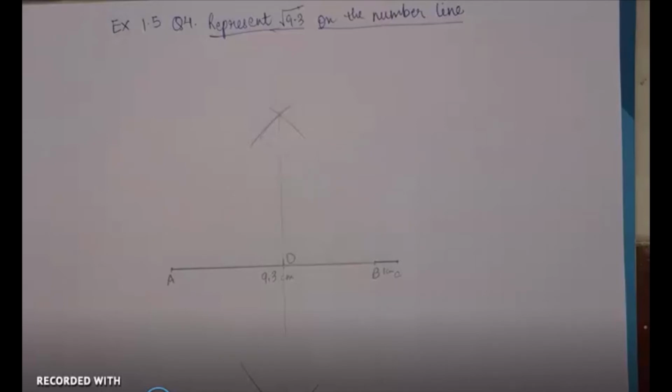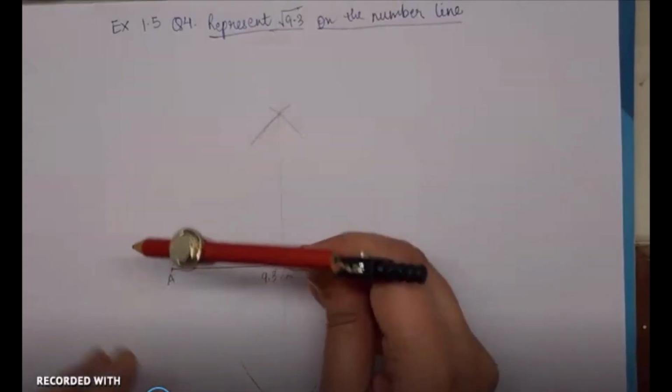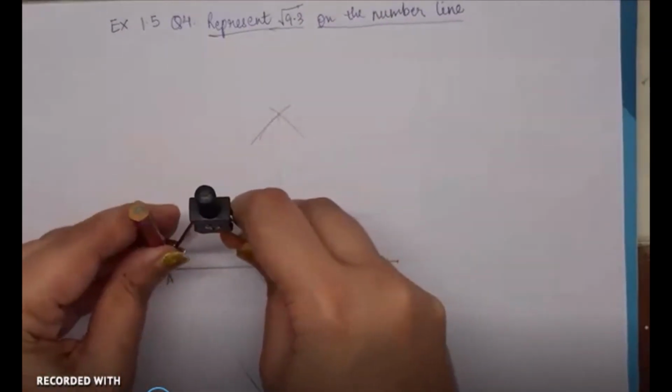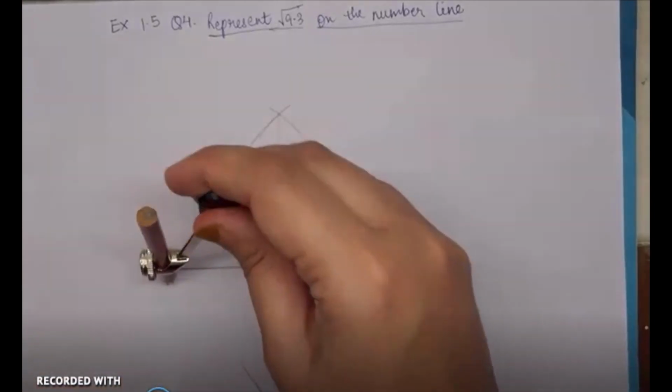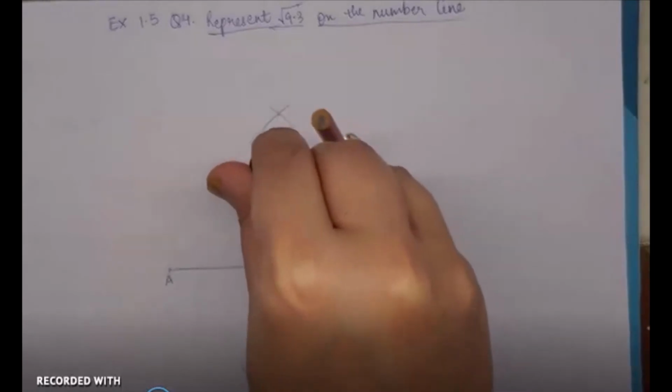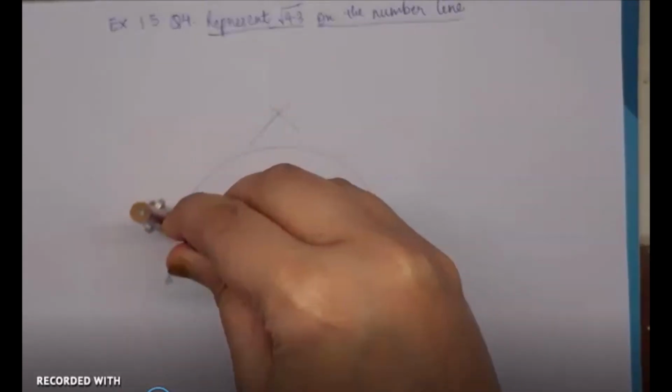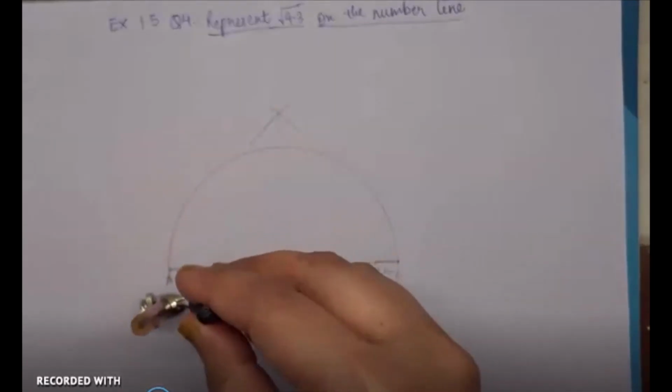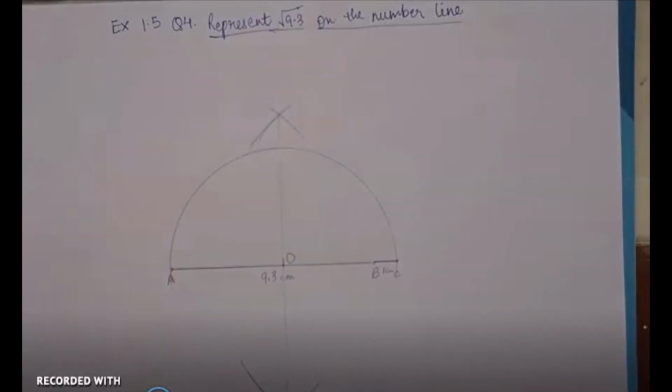Next, I'm going to draw a semicircle taking O as the center and OA as the radius. So this semicircle will have its endpoints on A and C. That is, AC will be the diameter of this semicircle.